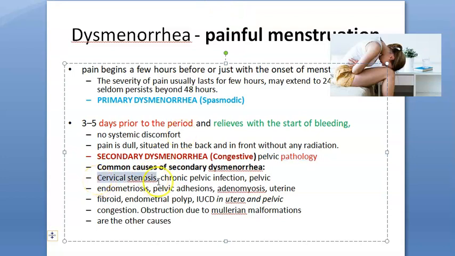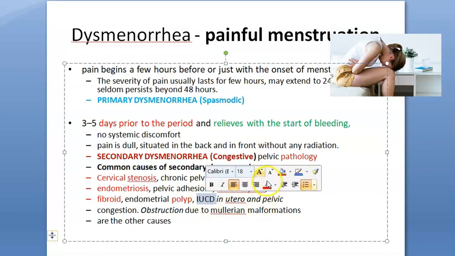It can be some cervical stenosis, so the narrowing. Chronic pelvic inflammation, some infection they are saying, right? Stenosis of the cervix. So these are all the causes. Then there can be endometriosis, which is so painful, that we already told you. Some adhesions, adenomyosis, uterine fibroid, polyp. So all these are pathological, right? You understood.